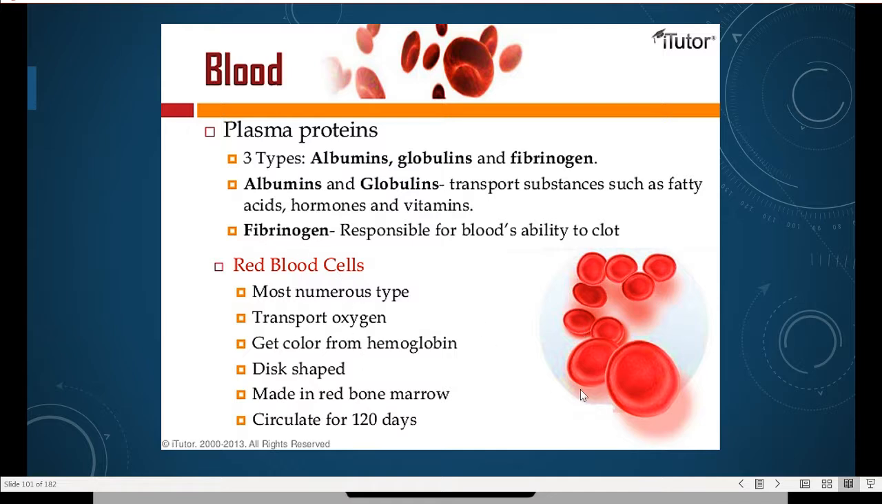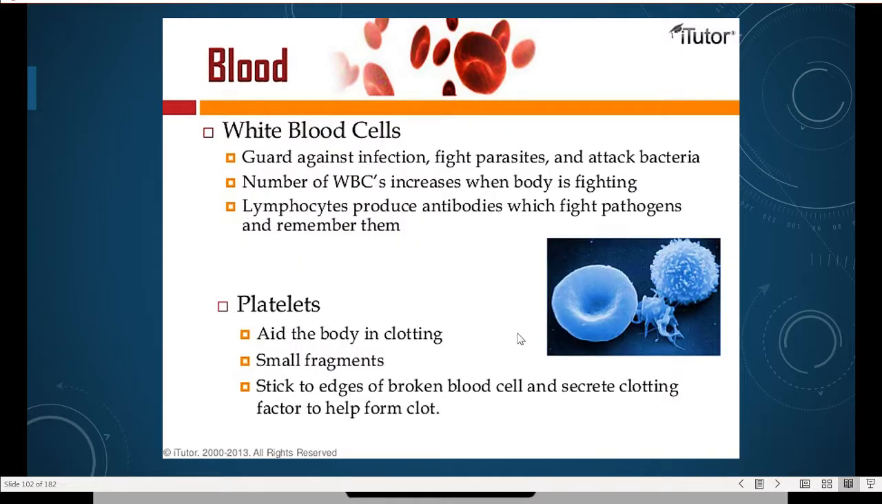And then there's just some information here about the red blood cells. Interesting facts. The most numerous type, of course, their primary function is to transport oxygen. Their color is from the hemoglobin. And they circulate for about 120 days. Your white blood cells guard against infection, they fight against infection. This number, of course, increases when the body's fighting an infection. That's how we know that you have an infection when we do blood work, things like that.